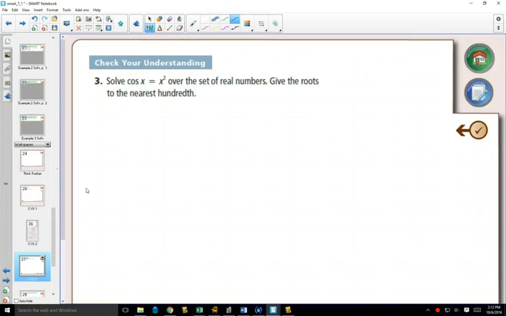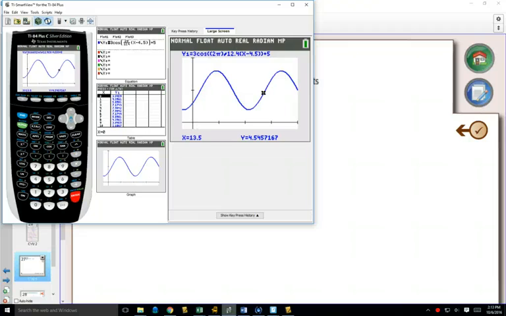So example 3, if you turn back to page 576, example 3 is an example of a question that you can't solve unless you have a calculator. So what you're going to do is type the graph of cos x into y1, and type the graph of x squared into y2.